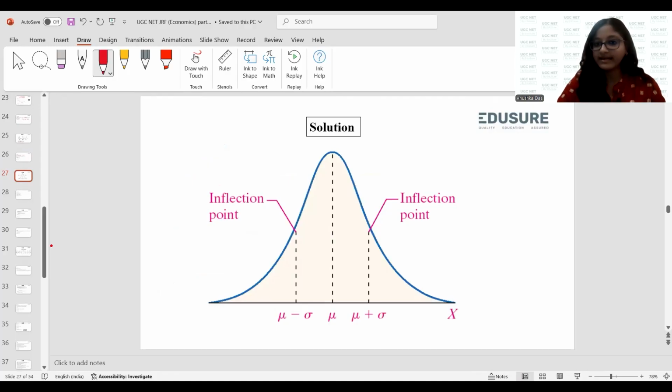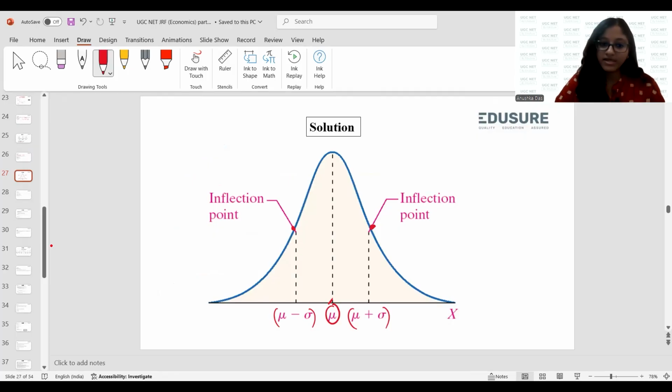So let me show you this diagram. This is the normal distribution. The normal distribution is symmetric about the mean. In the normal distribution, you have 2 points of inflection. One is at mu plus sigma and one is at mu minus sigma. See, this is one point of inflection, and this is another point of inflection. Inflection point means where the curvature of the curve changes.